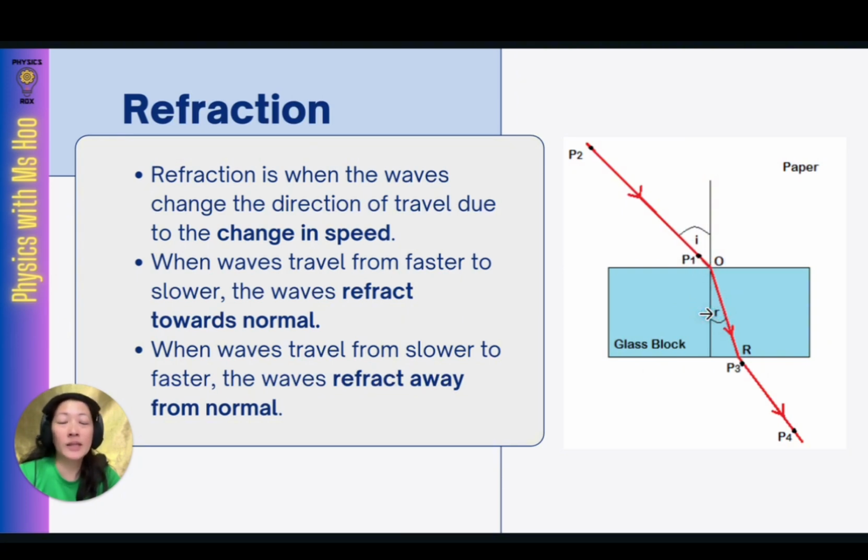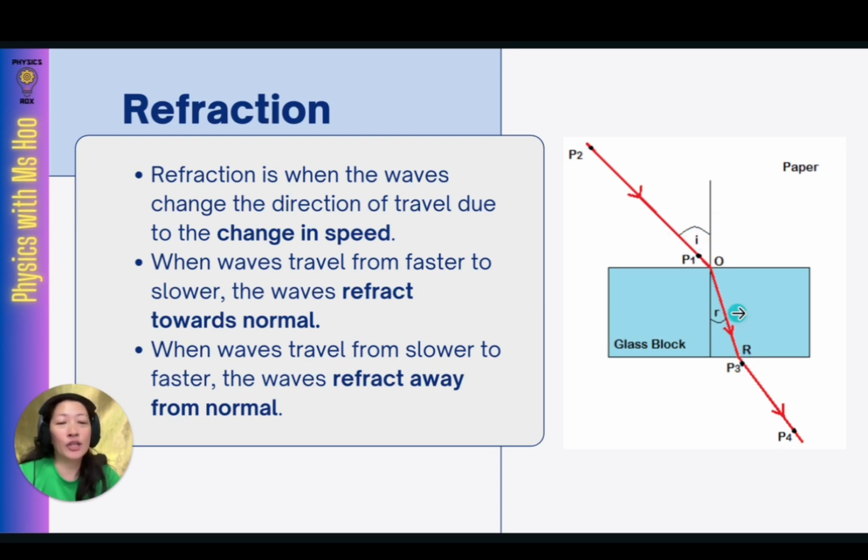normal. The term normal here refers to an imaginary line that is perpendicular, or 90 degrees, to the boundary between the two media. So this line here is the normal, and you can see that when light travels from air to glass, the light ray refracts towards normal. That means the light ray is closer to normal in the glass compared to air.